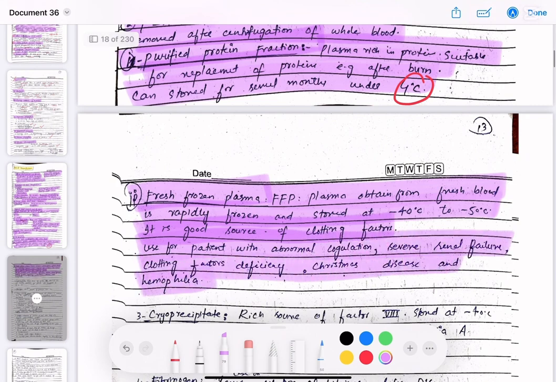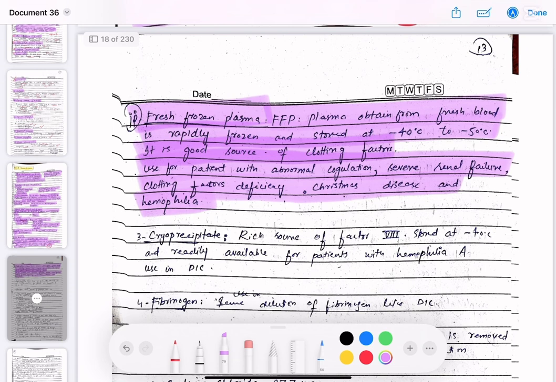So fresh frozen plasma is used in case of coagulation disorders, severe renal failure, clotting factor deficiency, Christmas disease and hemophilia. These are all bleeding disorders, so fresh frozen plasma is used for that.